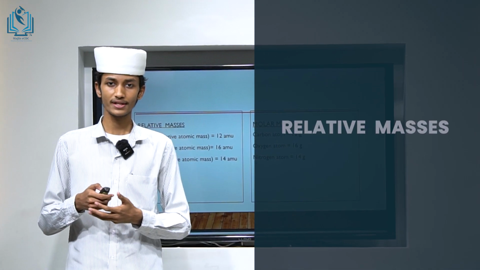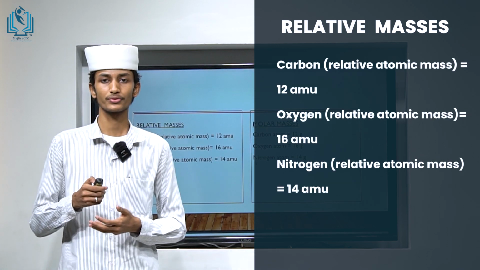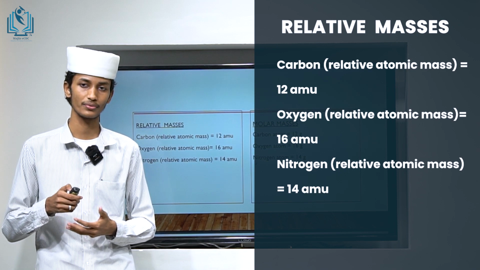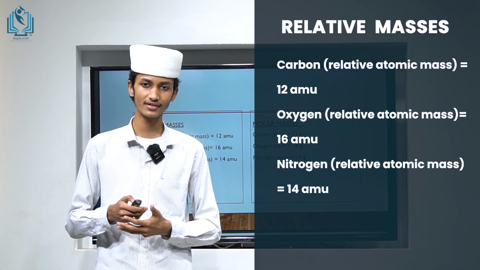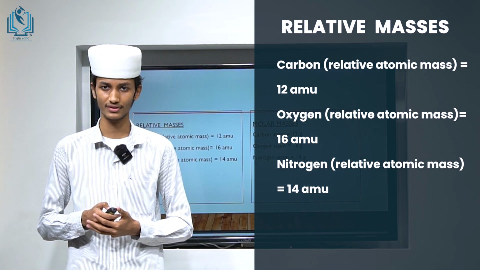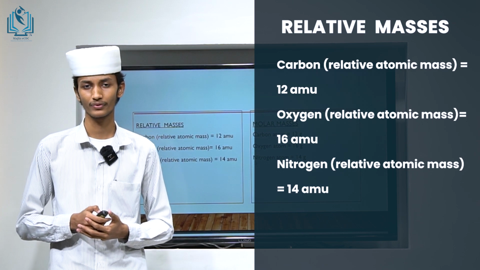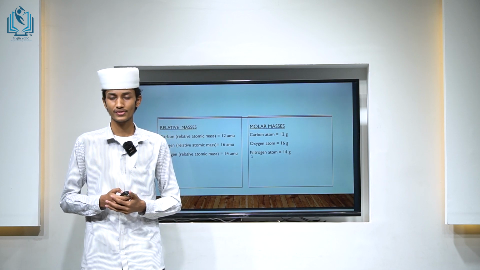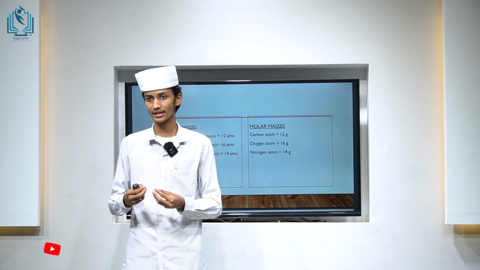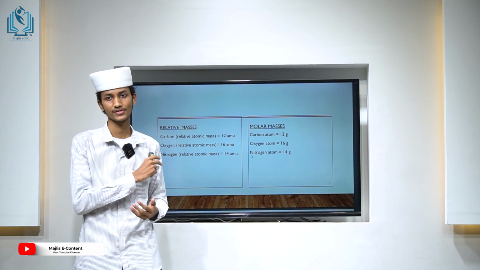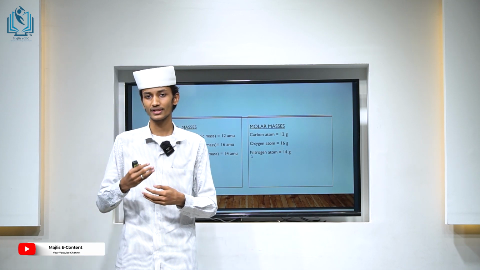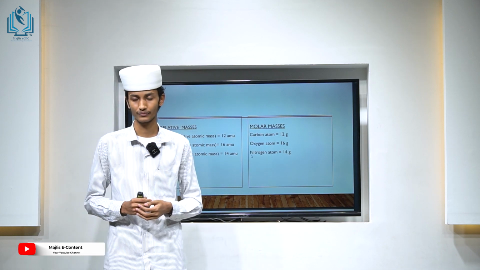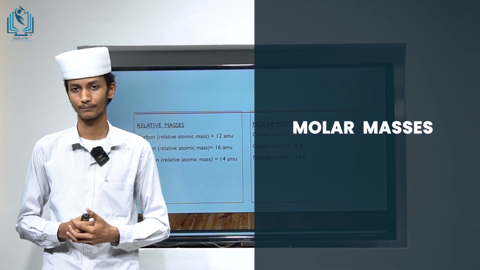You know, the relative atomic mass of carbon is equal to 12 AMU, the relative atomic mass of oxygen is equal to 16 AMU, and the relative atomic mass of nitrogen is equal to 14 AMU. For studying the mole concept through relative masses, we cannot touch or see or do chemical reactions in this concept. So the scientists decided to convert that into molar masses, which means in grams unit.